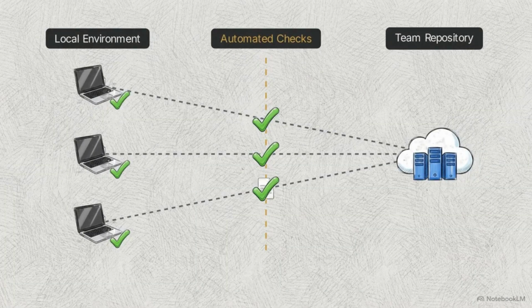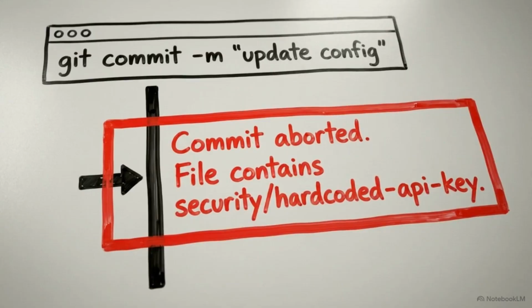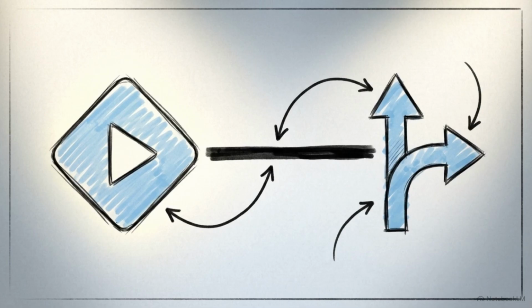Now that the individual developer's local environment is secure, the next step is automating these checks across the team's repository. This terminal mockup demonstrates the built-in pre-commit hook in action. It acts as a physical barrier, blocking a commit because a hard-coded secret was detected. From there, you can configure GitHub Actions to automatically run Guardrail on every new pull request.